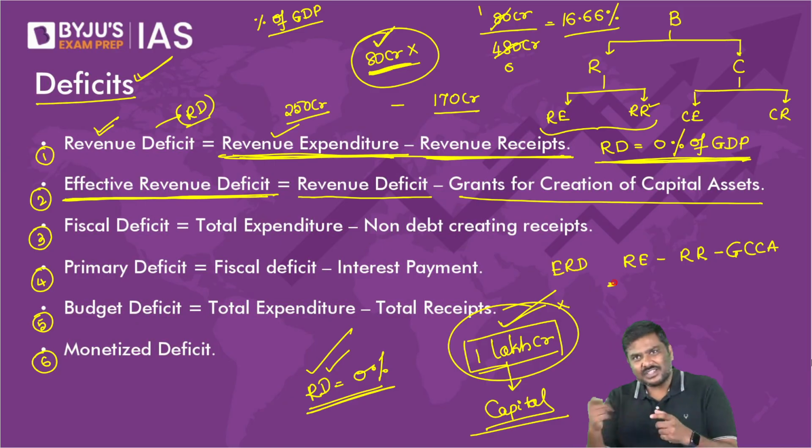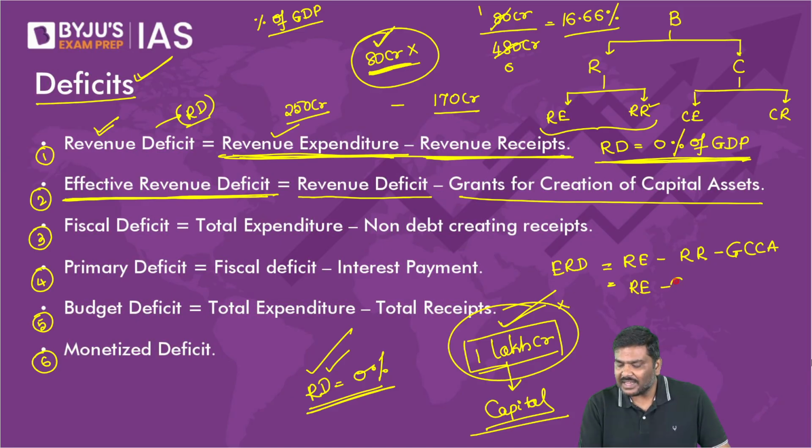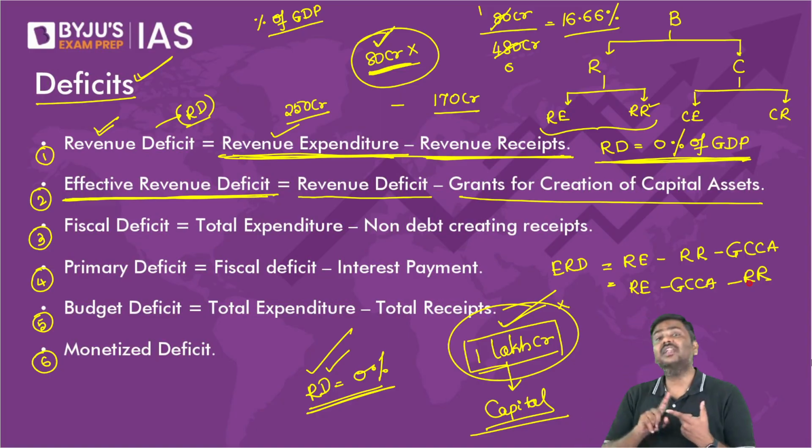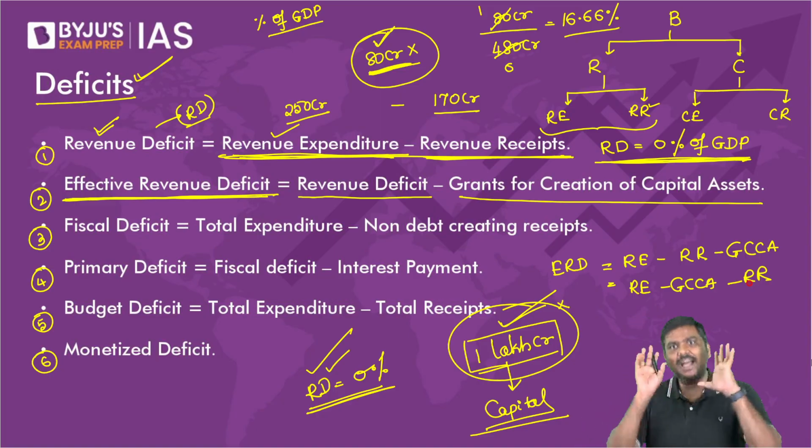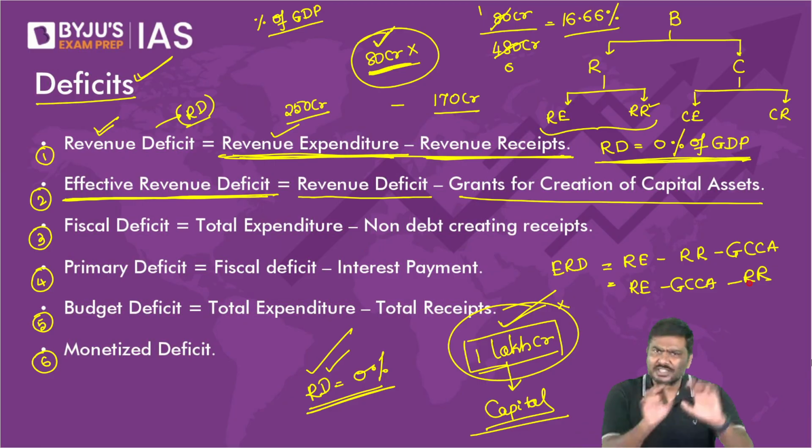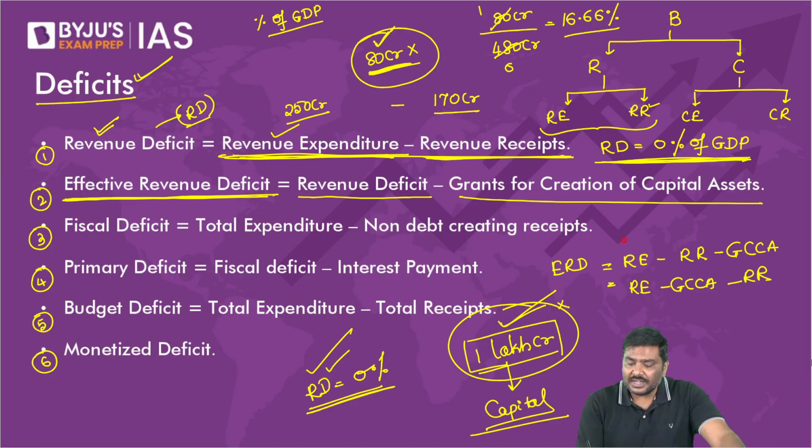Can I restructure this formula? That is revenue expenditure minus GCCA minus revenue receipt. This is basically the idea of an effective revenue deficit. Now let's say hypothetically, I'll just throw the same numbers. Imagine revenue expenditure is 250 crore rupees. The revenue receipt is 170 crore rupees. Revenue deficit is 80 crore.